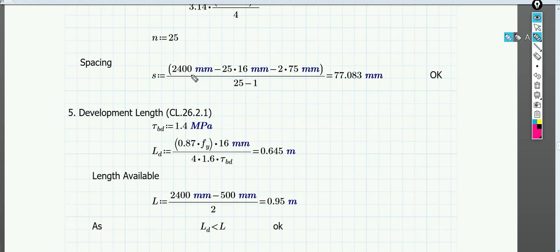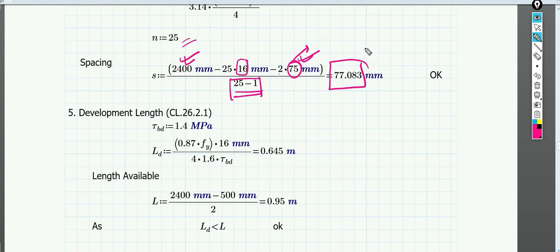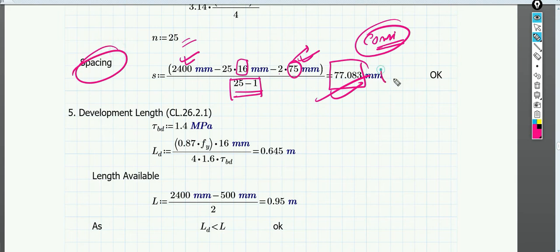So for that, let's find out the spacing. The total width of the pile cap is 2400 mm. Then we have 25 bars of 16 mm, so that is what we have subtracted, 25 into 16 mm, minus the clear cover, suppose a clear cover of 75 mm. So 2 into 75 for both sides I have subtracted, divided by 25 minus 1, and it comes out to be 77.084 mm, which is acceptable for our design. Okay, so it is okay. This spacing is acceptable, so 25 bars we can provide.